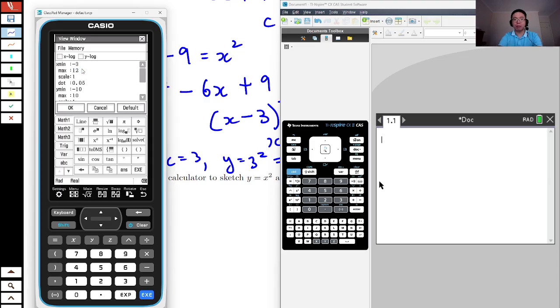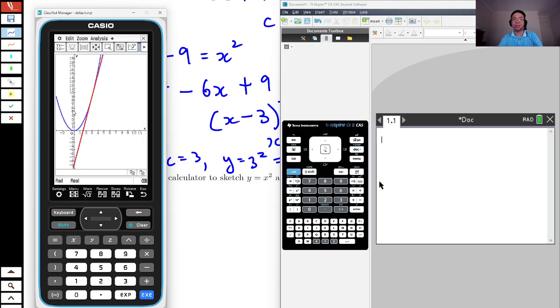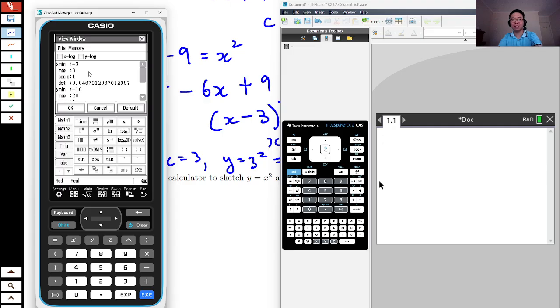The CAS can't replace your brain. You need to decide what suitable values for x and y are, and it's not always obvious. You might need to do this more than once. So what I'm seeing here is I can reduce the maximum x value, and probably the maximum y value as well.